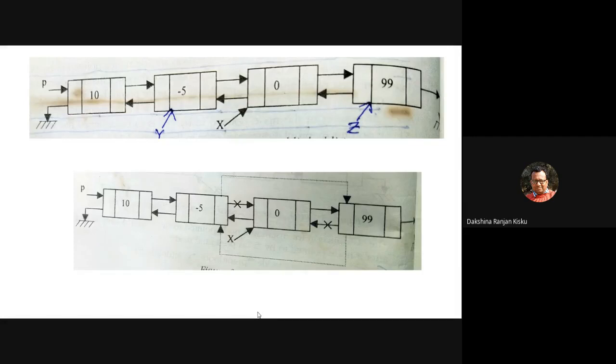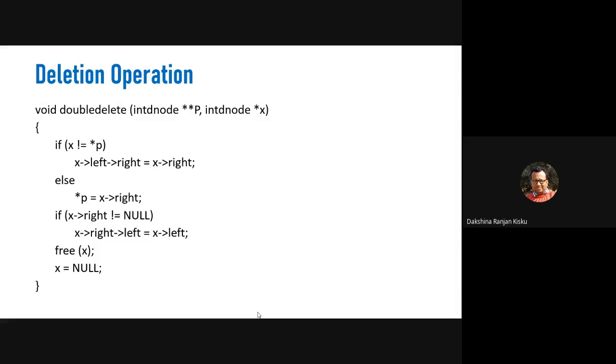Okay, so if x right is not equal to null, that means the deleted node is not the last node. If the deleted node is not the last node, then only can we update the link part of the last node, that is x left. Here we are writing x right left. What is x right left?